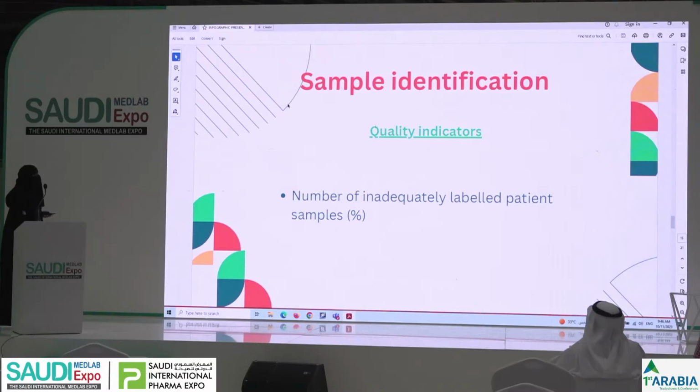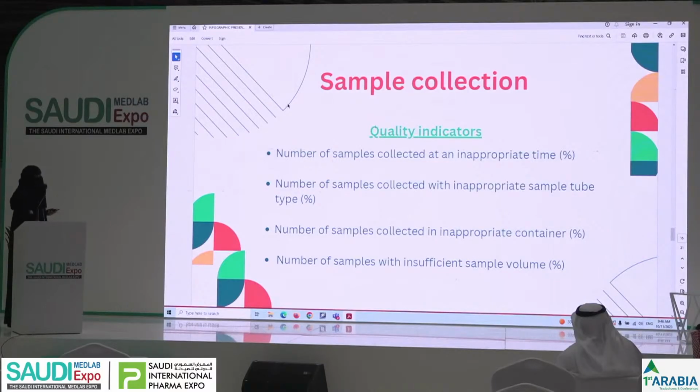Also, one of the standards to track pre-analytical error is sample identification. This is one of the major issues as well, and we have indicators to count inadequately labeled patient samples in this regard. If we have errors or issues in sample collection, we need to collect the sample at the appropriate time, in a different column.